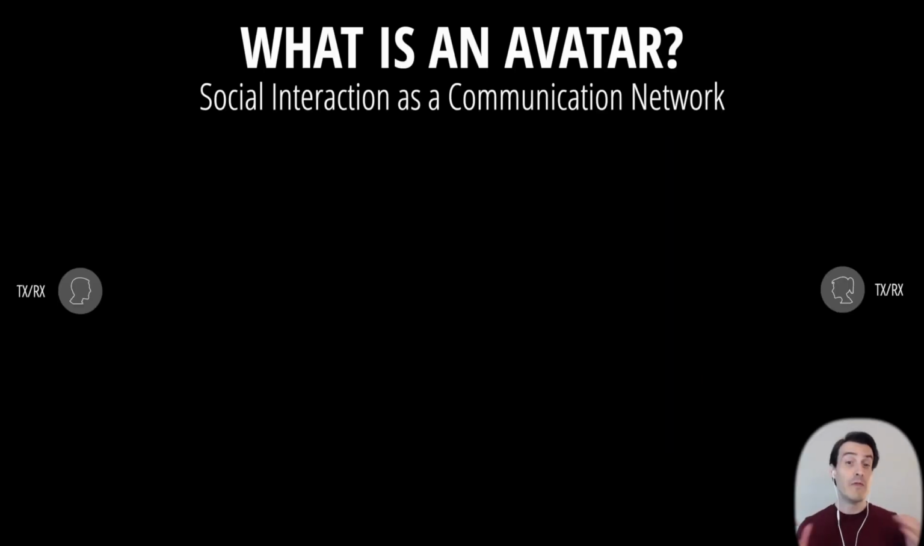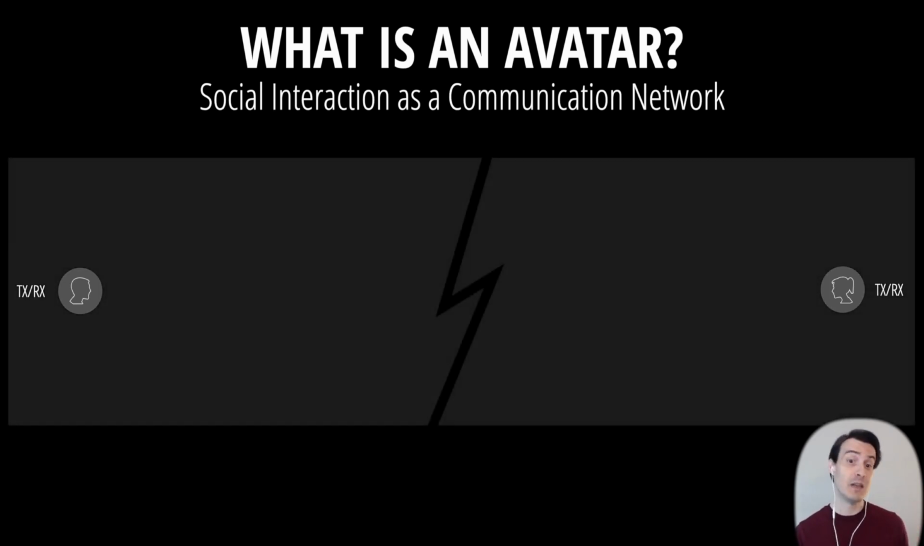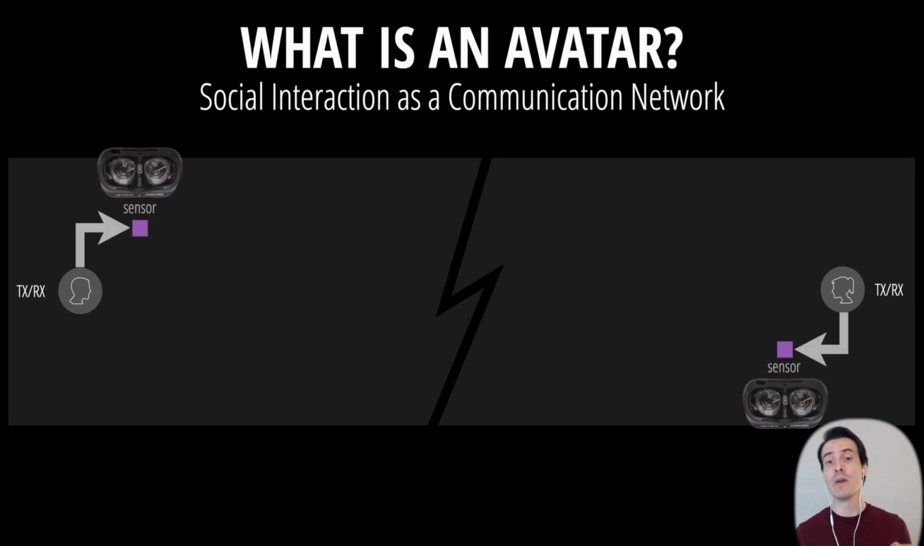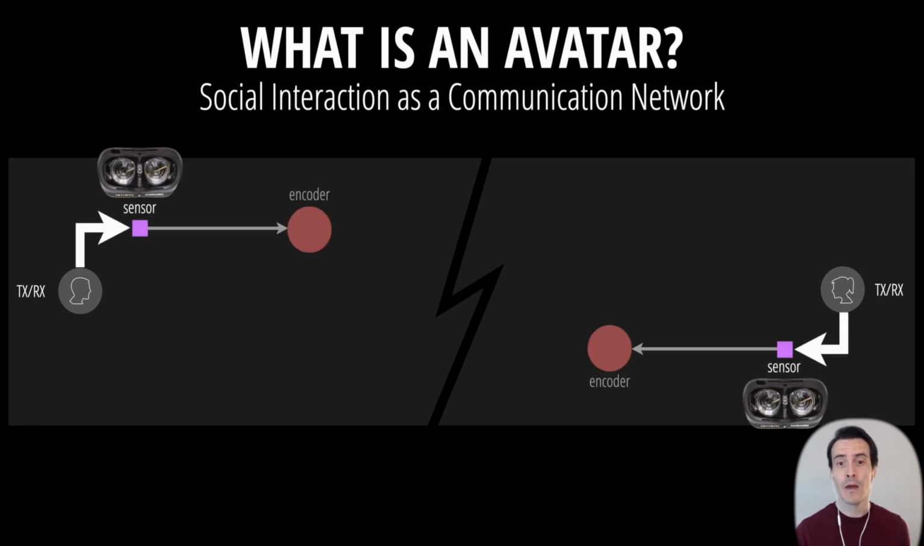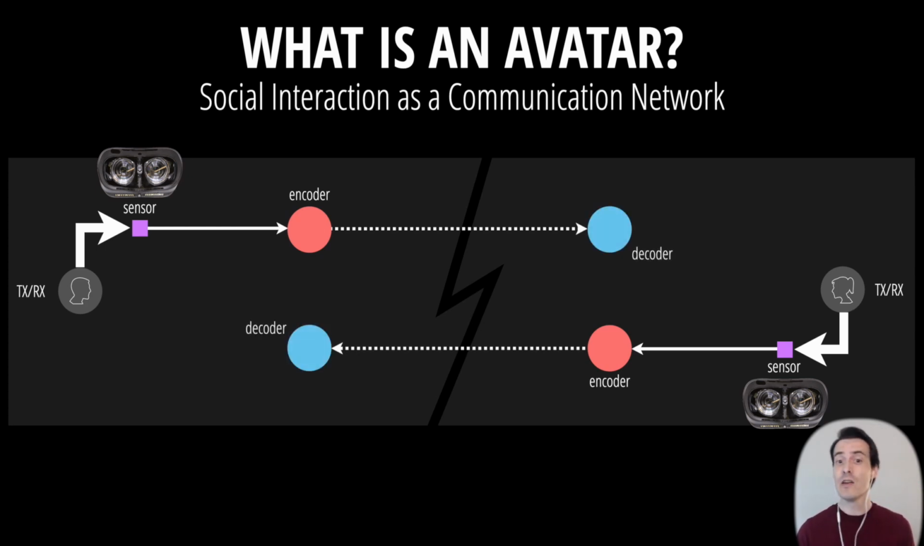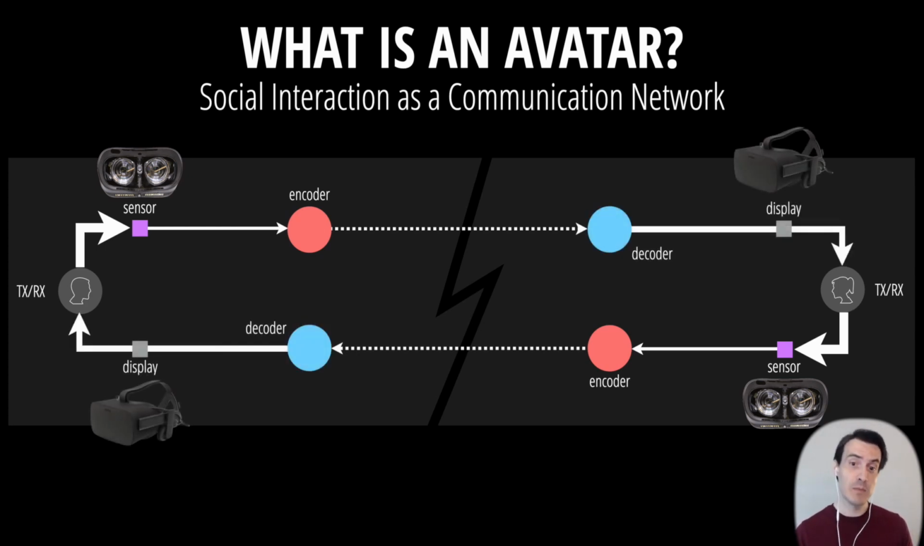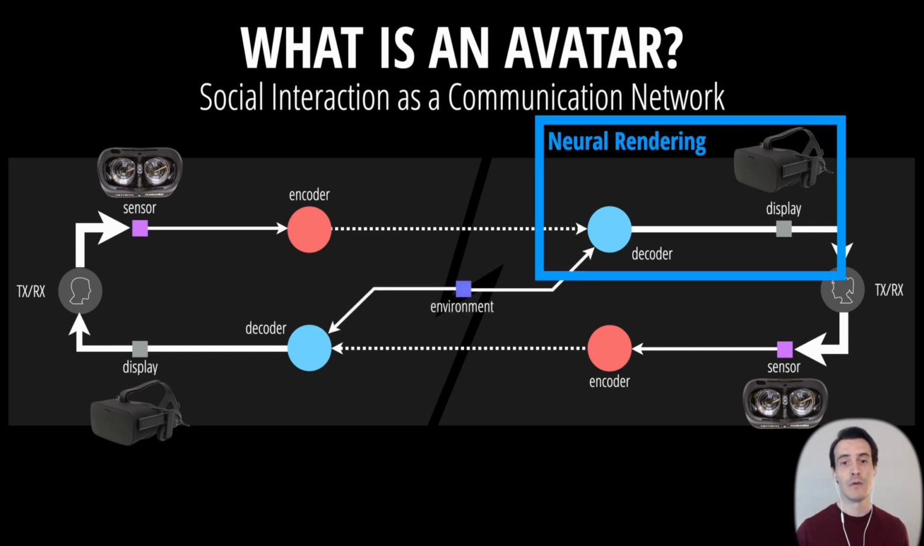All right, so what you saw in the video is an interaction using avatars. Two people are talking to each other, but they're not in the same room. So we're going to need sensors to measure what they're doing with their body. This gets encoded into a signal that can be transmitted over the network and then decoded and rendered so that it can be displayed as if both people were in a shared virtual environment. And the component that decodes and renders avatars is going to be implemented with neural rendering.